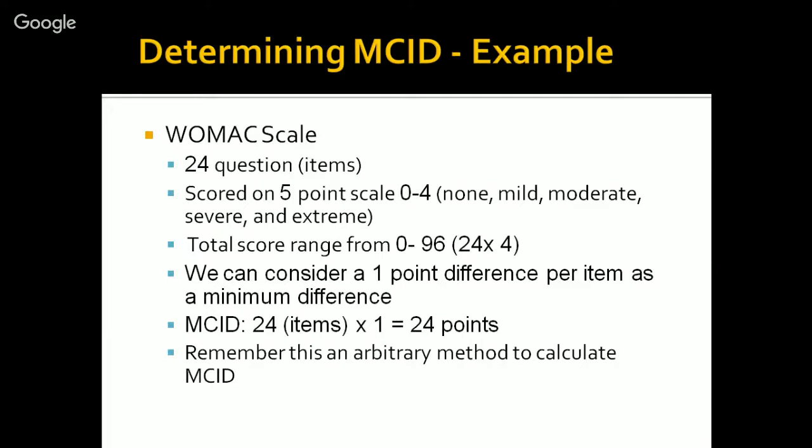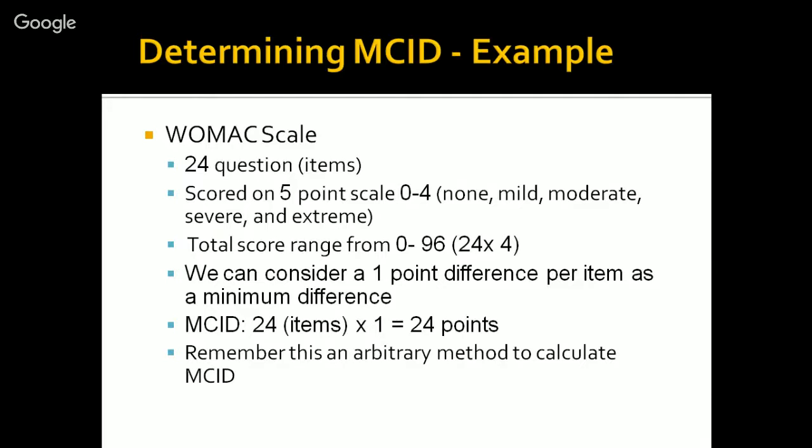That is, if your patient is scoring an item as severe, then after treatment, the patient at the minimum would expect to move from severe to moderate, or if they're already in moderate, they expect an improvement from moderate to mild. Since the difference between each point is 1 point, we can consider that 1 point difference as a minimum difference. So 1 point per item.